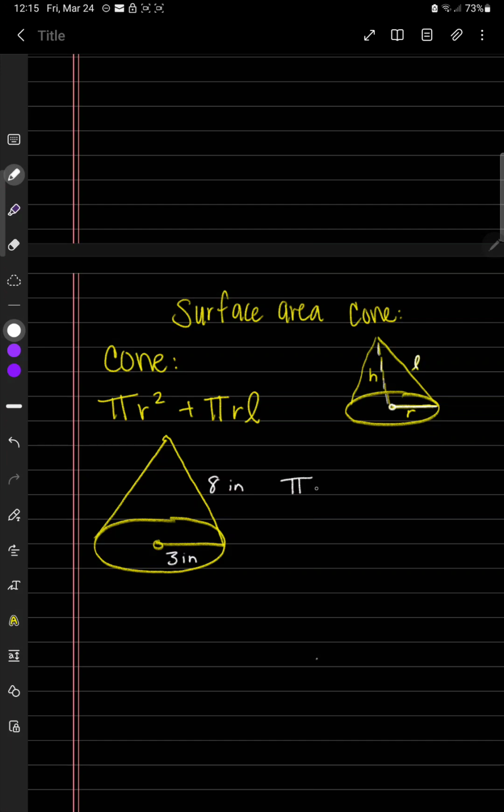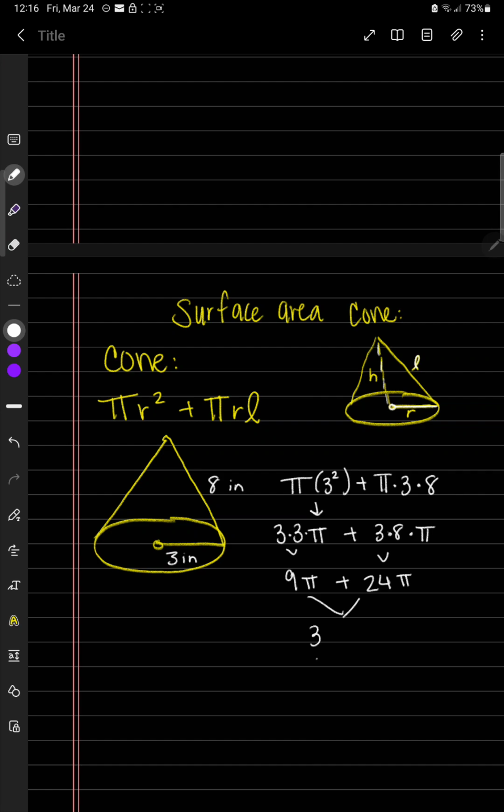So we have pi r is 3 squared plus pi r is 3, so times 3, and then times L is 8. So remember that this is 3 times 3, not 3 times 2. Pi plus, we could put pi in the back, 3 times 8 times pi. 3 times 3 is 9, pi plus 24 pi, and then we add those. So that would be a total of 33 pi. And then we do inches squared as the unit. So that's the answer. So it's literally going to be the same thing over and over when you're given the radius and the height.